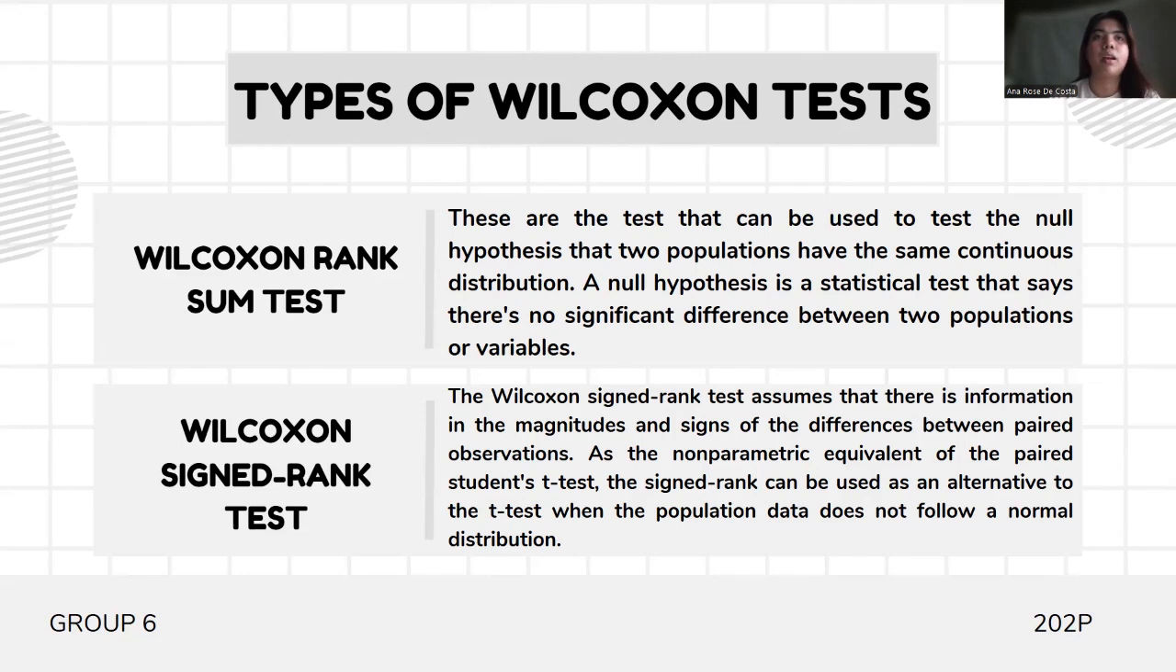The Wilcoxon signed rank test assumes that there is information in the magnitudes and signs of the differences between paired observations. As the non-parametric equivalent of the paired Student t-test, the signed rank test can be used as an alternative to the t-test when the population data does not follow a normal distribution.